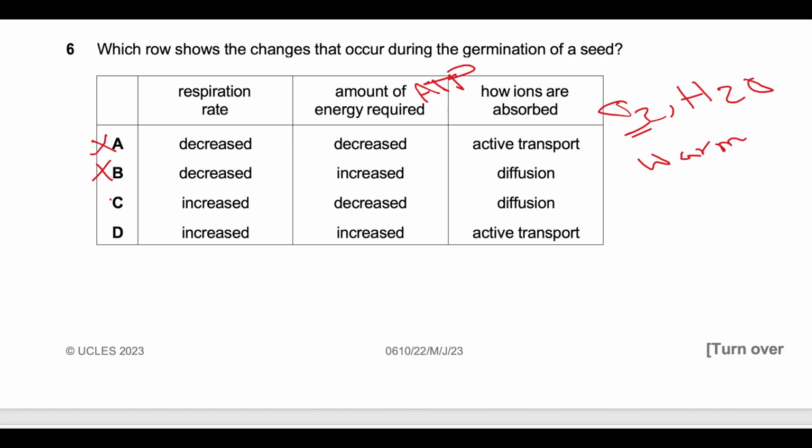That means C also is a wrong answer. Okay? Now, to make sure again how ions are absorbed, we all know that ions have a low concentration. So from low concentration to high concentration, that means we need energy. Sure, it will move by what? By active transport. That confirms answer or the choice D. So D is the right answer.